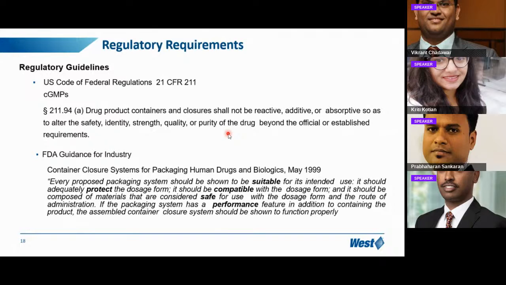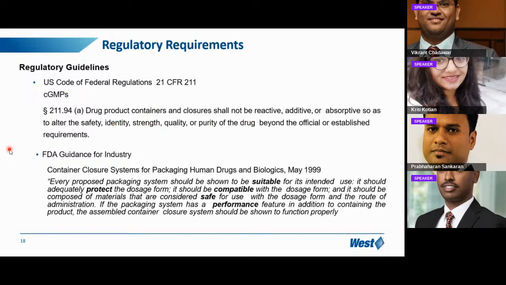Why has this been important? Because it maintains the integrity of your drug throughout the shelf life of the dosage form. That is why the US Code of Federal Regulations put these guidelines. So whenever you are preparing any kind of container closure, it should not be reactive to your dosage form.